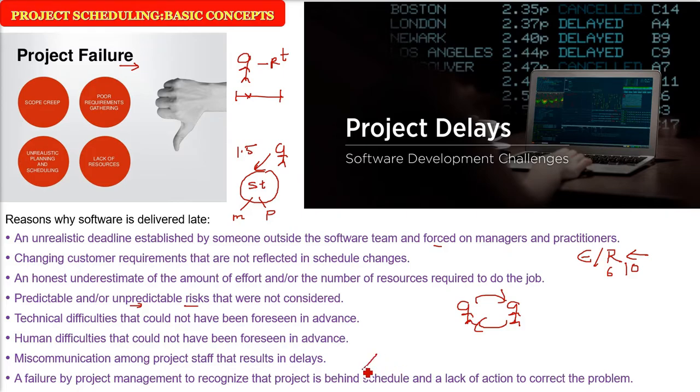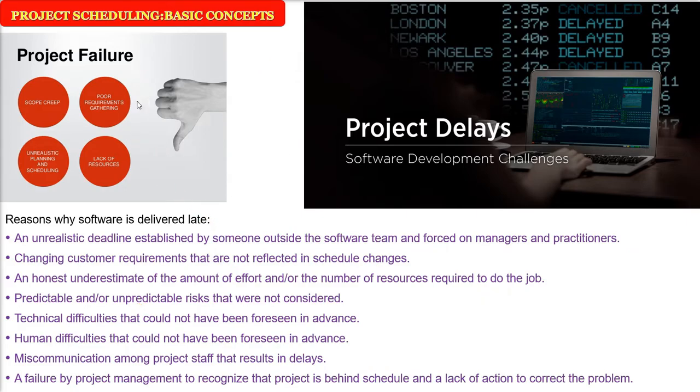Sometimes the project manager fails to recognize that the project schedule is not going up to the mark, or that we are behind schedule. And then he doesn't do anything to correct this problem. No action has been taken. So these are the causes of failure.